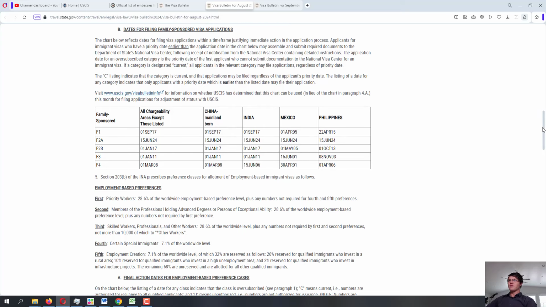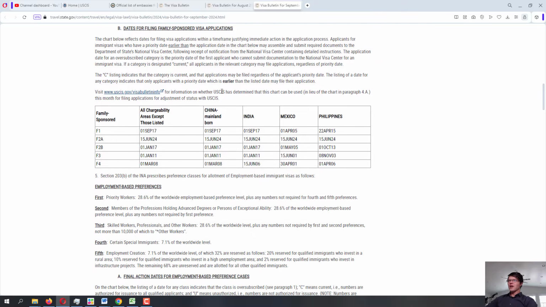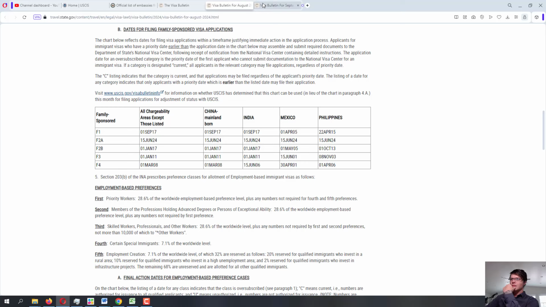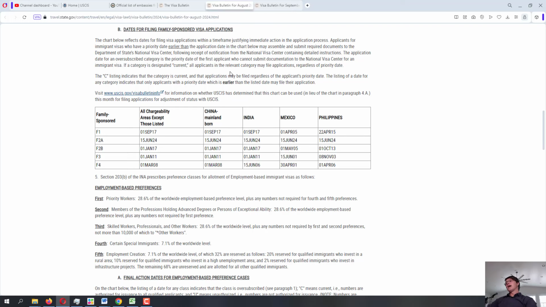Well, let's take a look at graph B. I mean, graph B is dependent upon graph A, so let's see if we can spot quickly. I'm not going to go through each and every one of these. Let me get it to the same level. There you go. So no movement for the F1. China, India, Mexico, same things. Philippines, same things. No movement for F2B, no movement for F3, and no movement for F4. Wow!